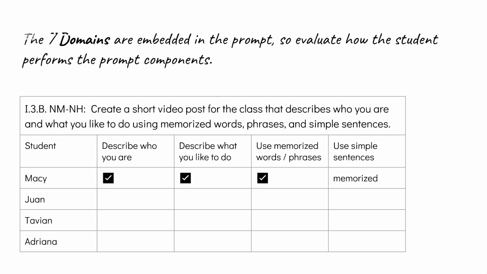She's really still at level 1. So based on this, I know that Macy can complete the components of the prompt, and she's performing within that novice mid to novice high range, okay? Which is exactly where she should be for level 1. So that's how I can evaluate student language performance.